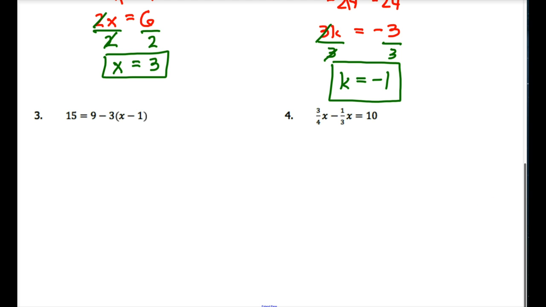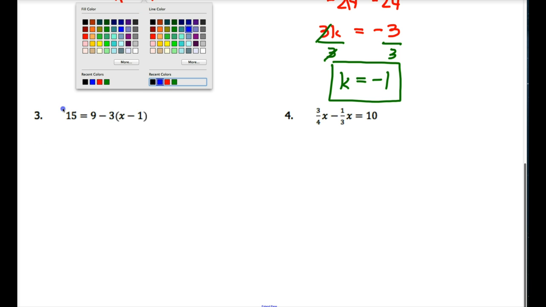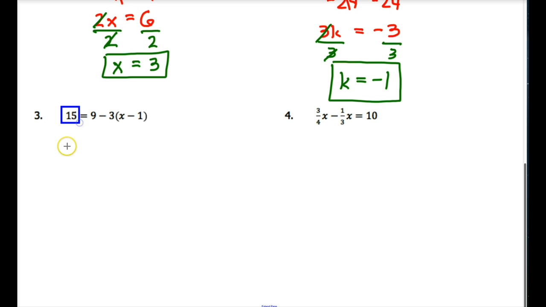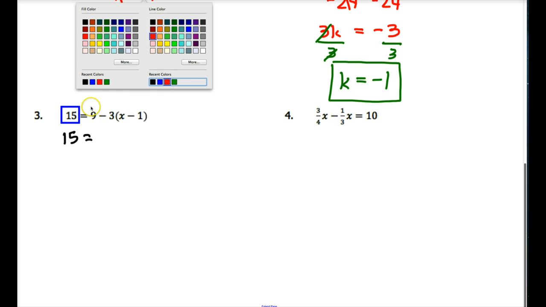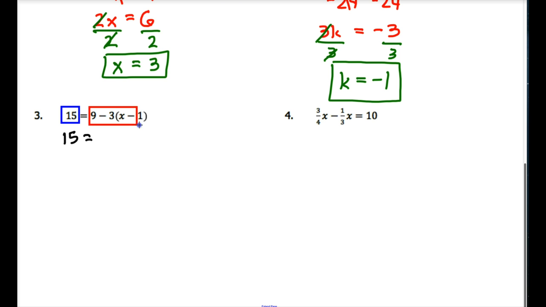Number 3, we have 15 equals 9 minus 3 times the quantity x minus 1. For this problem, if you look at the left side of the equation first, we just have a regular 15, so I can't do anything with the left side. I'm just going to bring that down. We have 15 equals. But on the right side, there are a couple of things I can do. The right side of my equation, I've got 9 minus 3 times the quantity x minus 1. If you remember, the first thing you should do when you're simplifying an expression is distribute.